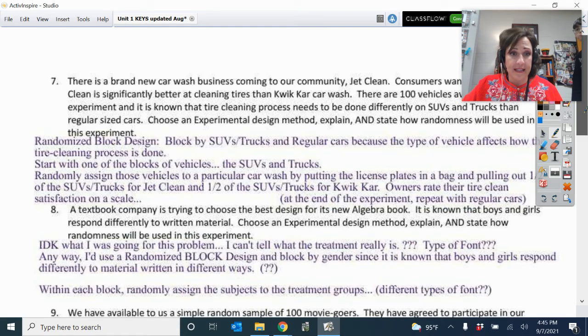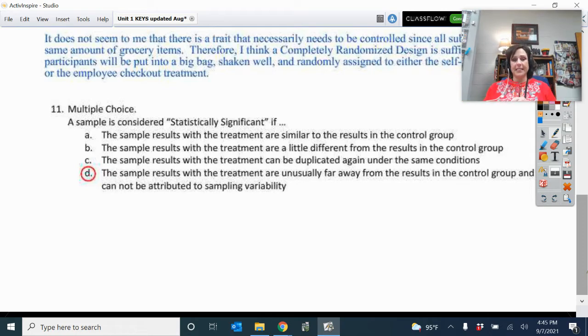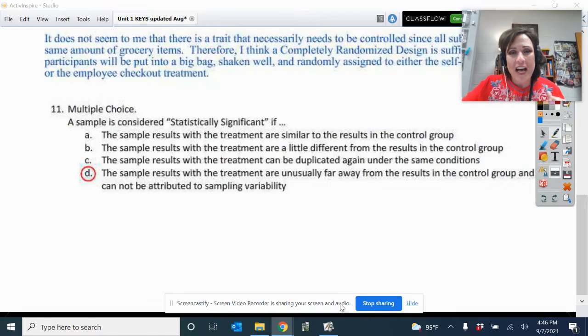Okay, and then our last problem, number 11. Statistically significant happens if your results are so far away from what you expect to happen that it has to be attributed to the sample or to the treatment and not just happening because of sampling variability, just because you happen to get different kinds of students than me. So there's that one. All right, I hope that helps you understand those components of your Unit 1, Day 13 assignment.